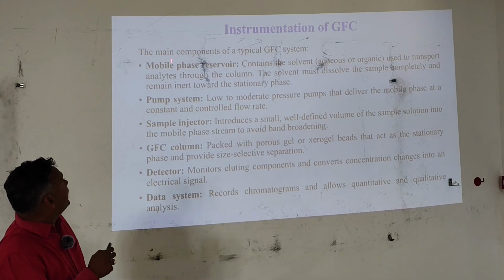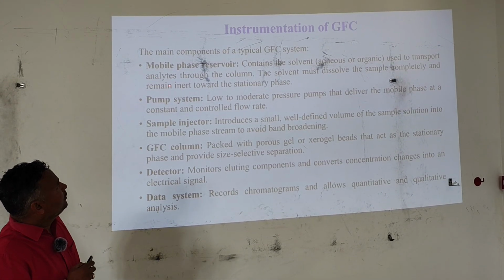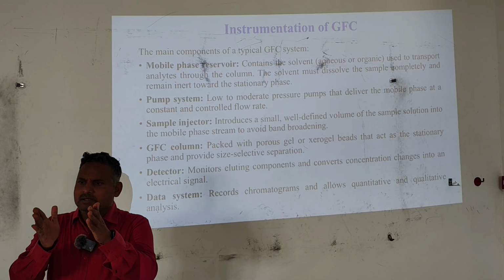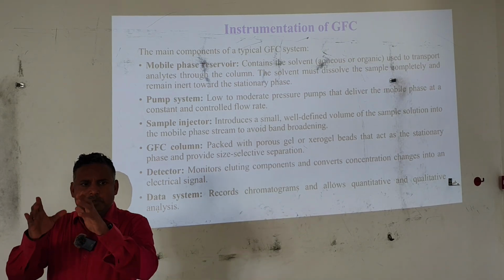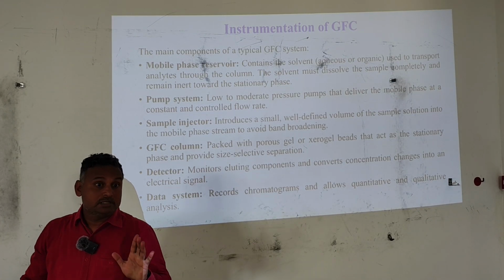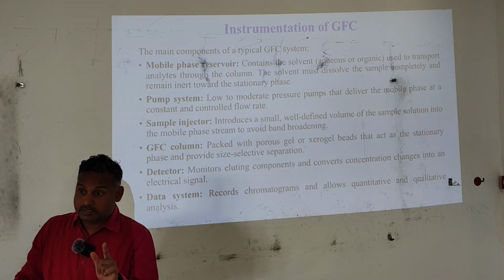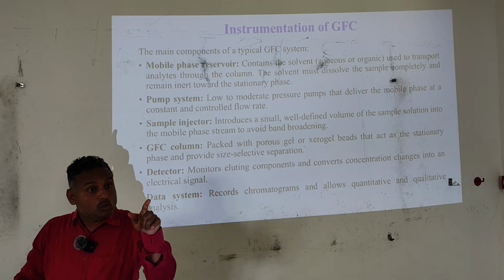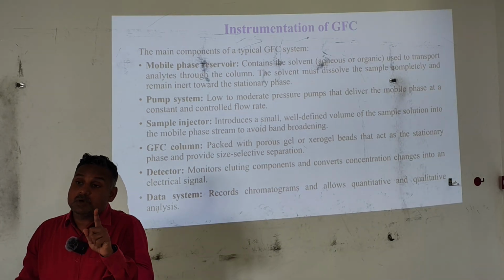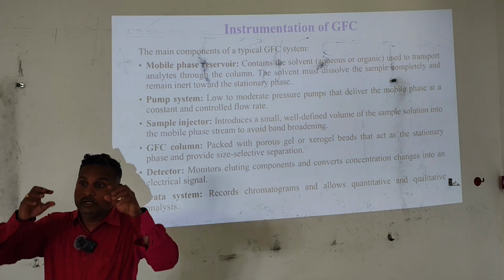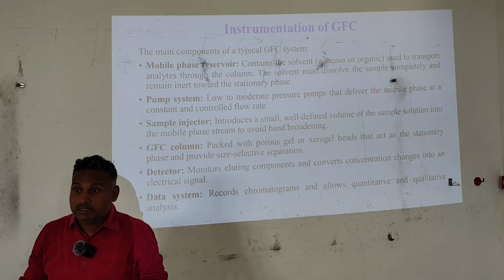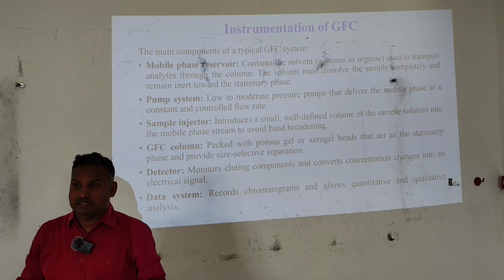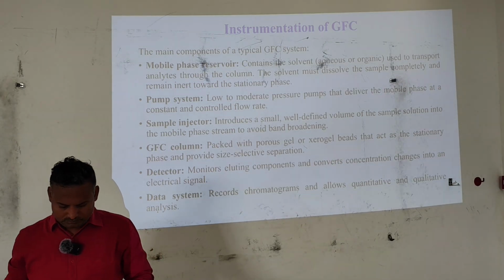Right. As we have discussed in instrumentation, we already discussed the mobile phase reservoir. That's simply a solvent container, a bottle in which you keep the required solvent. When you switch on the instrument, you need to keep enough solvent in the reservoir. The volume you keep must be more than what is needed throughout the run. That means sufficient solvent must be kept in the solvent reservoir. It is a bottle.